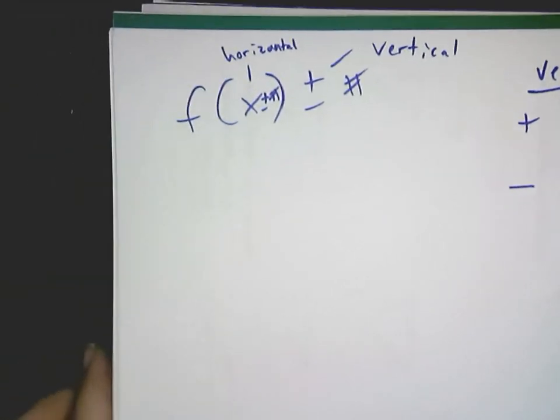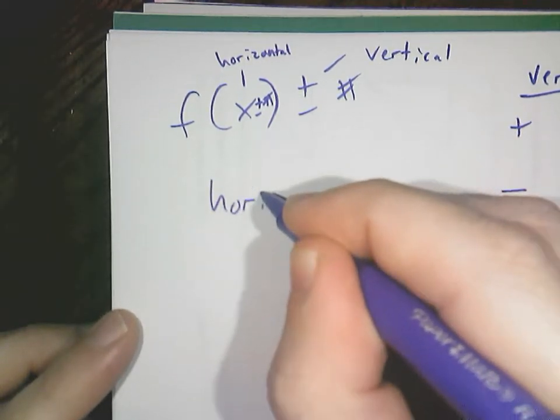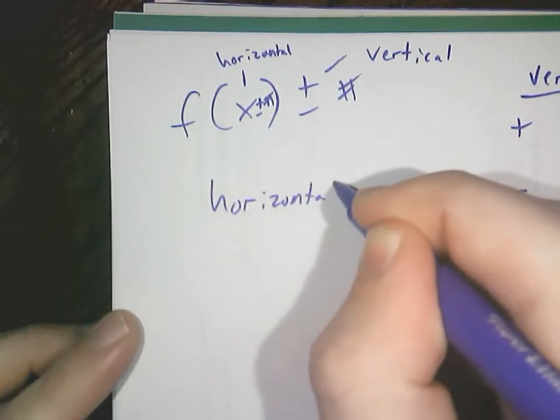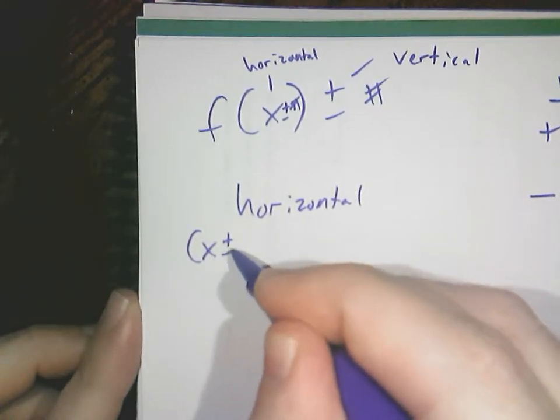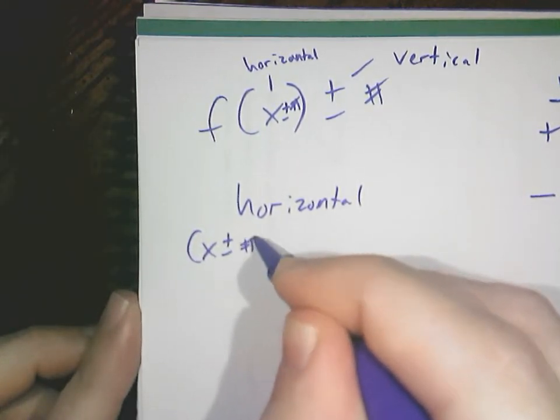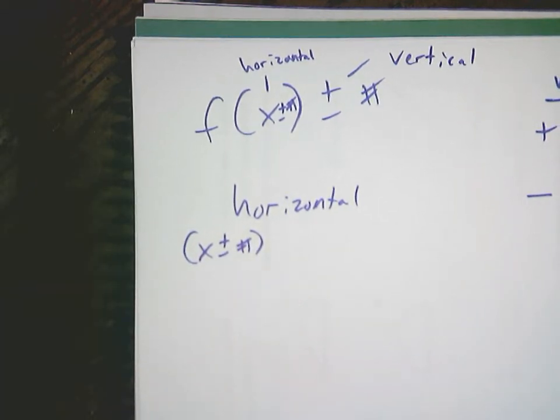Now with horizontal transformations, this is inside the parentheses. So horizontal, basically it's something that's happening to your input. So anything that is plus or minusing to the x is going to be a horizontal transformation. And it's going to work the opposite of what you would think. Because normally on the graph, when you add, you go to the right, and when you subtract, you go to the left, right? Because the positive direction on the x is to the right, and the negative direction on the graph is to the left.